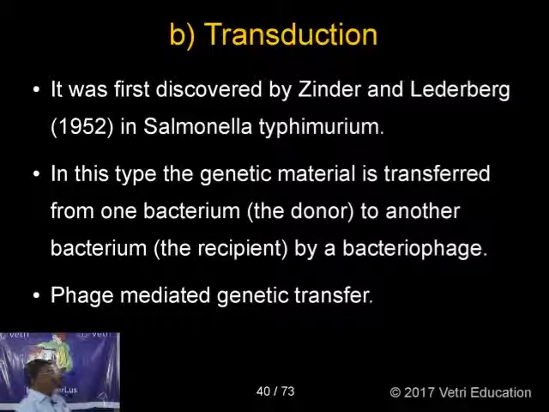Here, what happened? This was first discovered by Zinder and Lederberg in 1952 in Salmonella typhimurium. In this type, the genetic material is transferred from one bacterium to another bacterium by a bacteriophage. We have already studied the life cycle of the bacteriophage. This is phage-mediated genetic transfer: the genetic material is transferred from one bacterium to another through the bacteriophage.